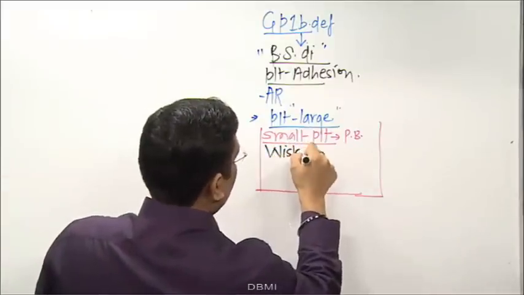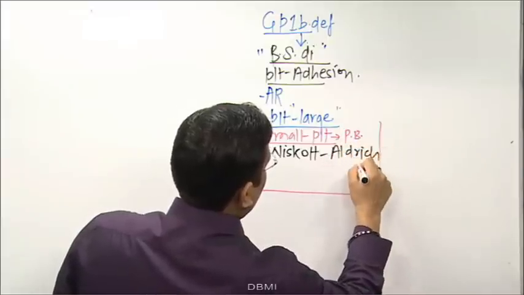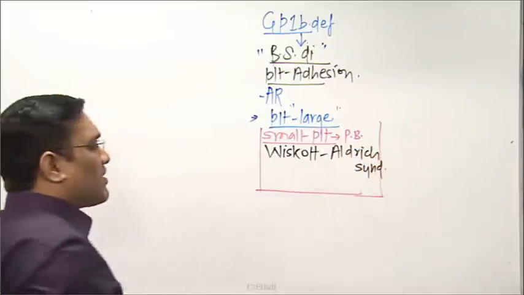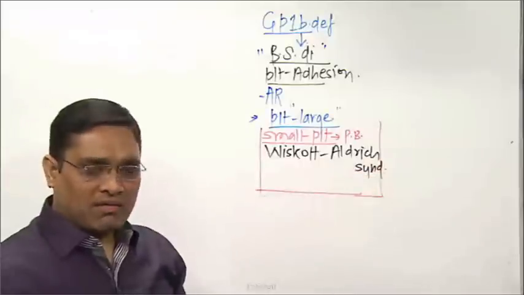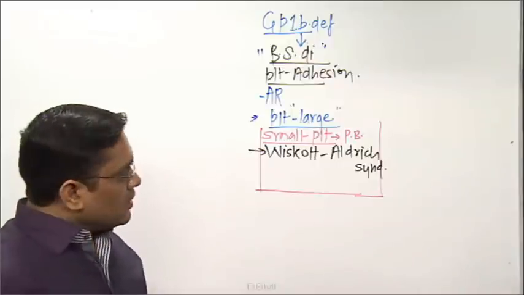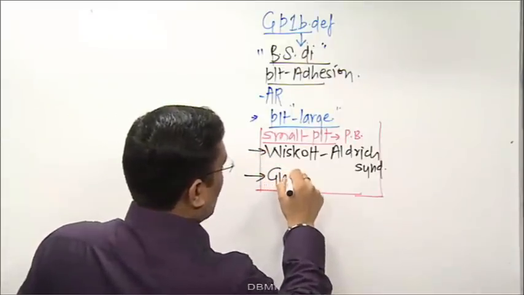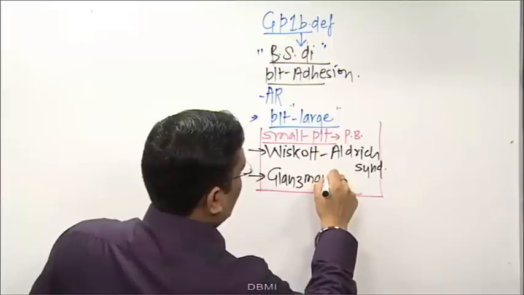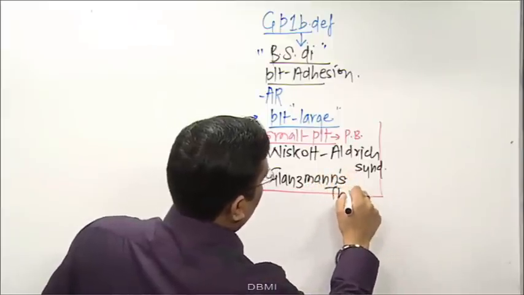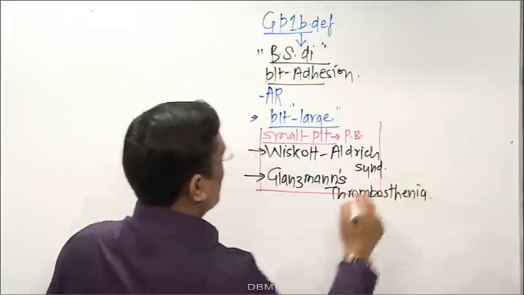It's Wiskott-Aldrich syndrome. In Wiskott-Aldrich syndrome, we will see small platelets. This was the question in the All India AIIMS exam long back. Small platelets are also seen in Glanzmann's thrombasthenia. So just remember this point also.